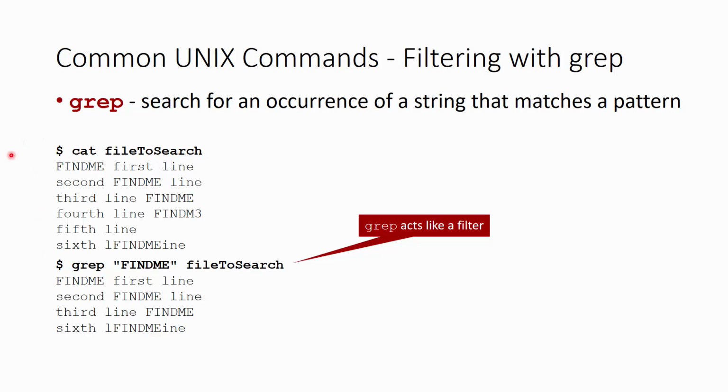So if I have a file here called file to search and I cat this thing out, then I can see that it's got a bunch of different lines in it. Each of them has this "find me" in all caps in it, except the fourth, which is a 3, and the fifth, which doesn't have it at all. And then the sixth is in the middle of another line. So I cat that whole thing out. I can use grep here and specify the string that I'm looking for, and then I can specify the input that I want it to search through, which is a particular file, and it will filter out the lines that match from that file. So we can see that it avoided the fourth line and the fifth line.